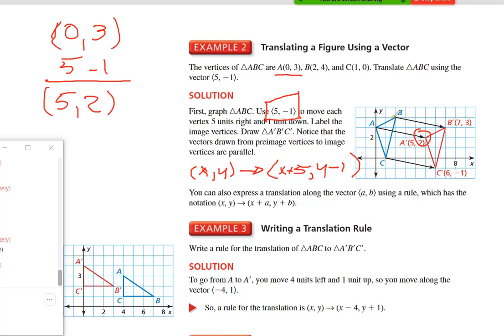I can do the same thing with the original B and get the new B. There's the original B. I take the 5 and negative 1, 7, 3, and there it is. I can do the same thing with C. I'll take the 1, 0, and x gets 5 added to it, y gets 1 subtracted from it. So that's 6, negative 1, just like that.